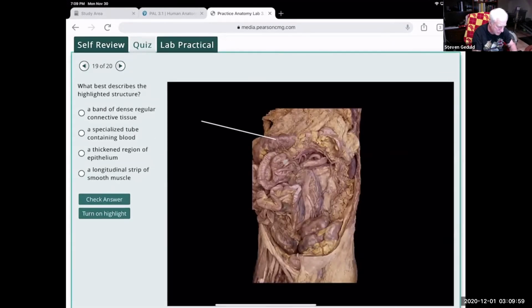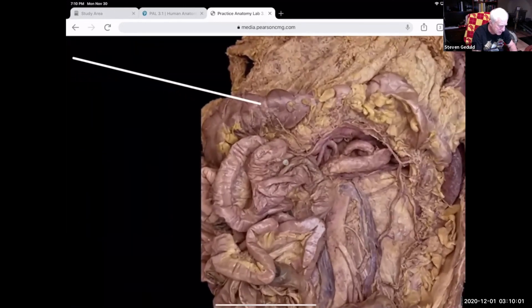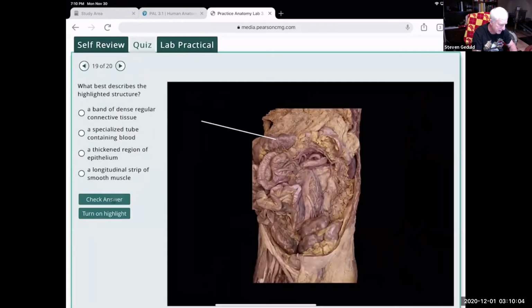What is the highlighted structure? That looks like, what's it pointing to? Let me turn on the highlight. Oh, it's not what I thought it was. I thought it was pointing to the transverse colon, but it's not. It's pointing to the teniae coli, which are the little ribbon-like smooth muscles that wrap around the large intestine.